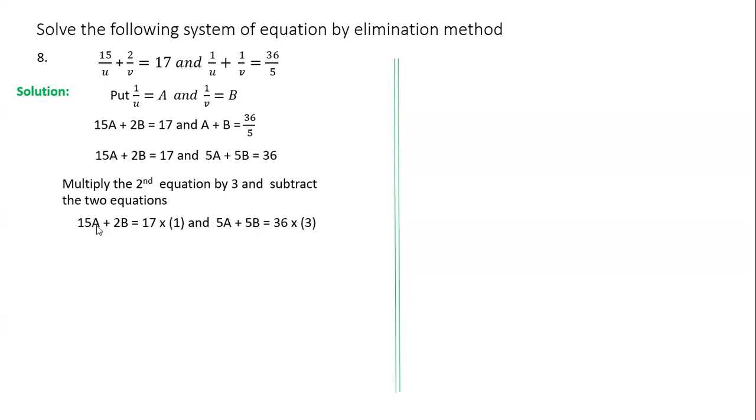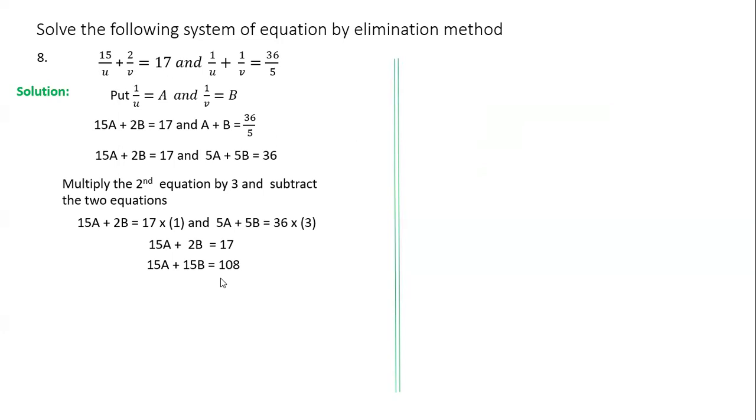So 15a plus 2b, into the first equation I am not multiplying with anything, I am just writing it, I am multiplying with 1. And the second equation I am multiplying with 3. So it is 15a plus 2b is 17, and this becomes 15a plus 15b is equal to 108.